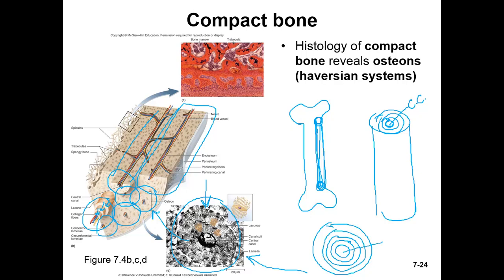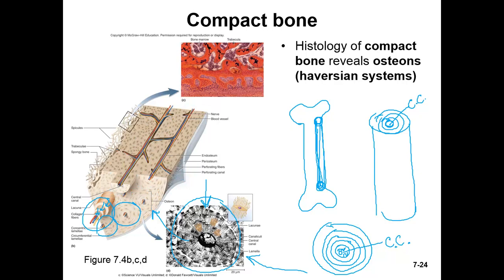So in the center, where we have the central canal, it's a great name for it, what you're going to find in the center is blood vessels and nerves. That's good enough for us right now. Blood vessels and nerve fibers. So arteries, veins, and nerves.